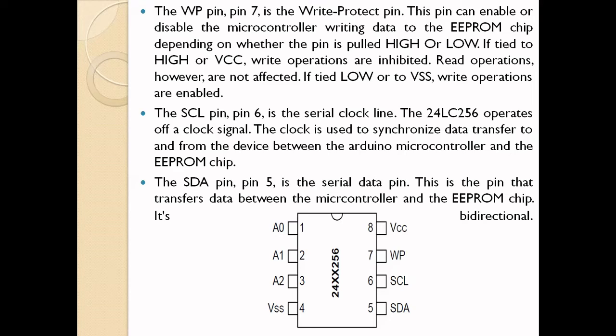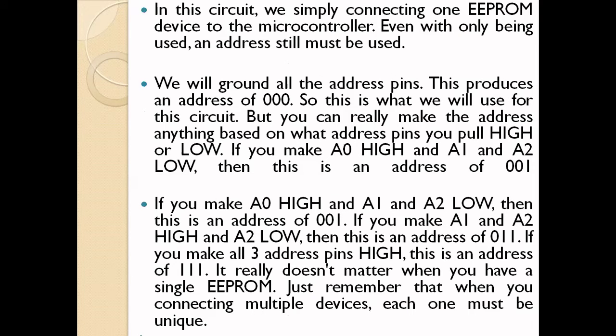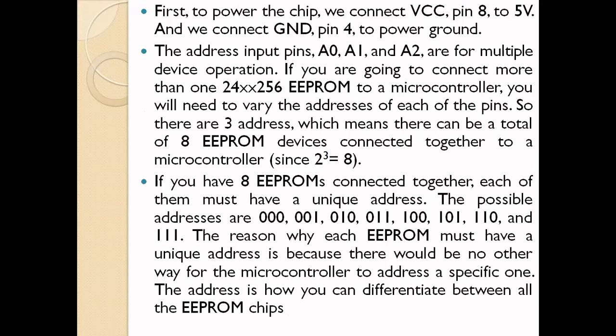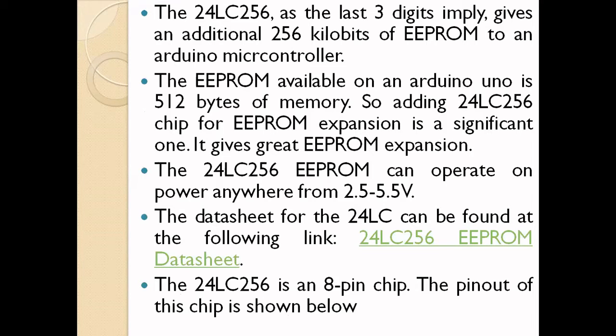So this is the pin diagram of the EEPROM IC. I already explained about the address. There are 3 address pins available. So 2 power 3 is nothing but maximum we can connect 8 ICs. Each memory's capacity is 256 kilobytes. So this is all about the EEPROM IC.